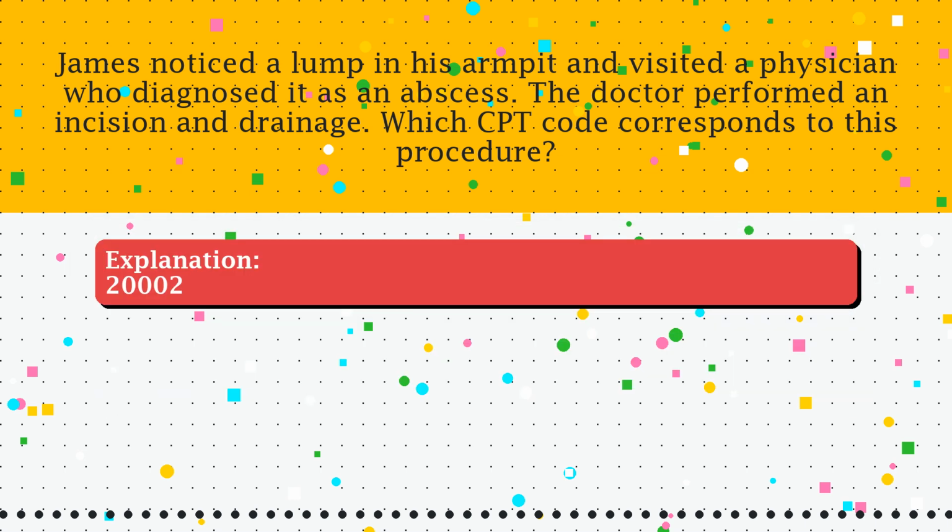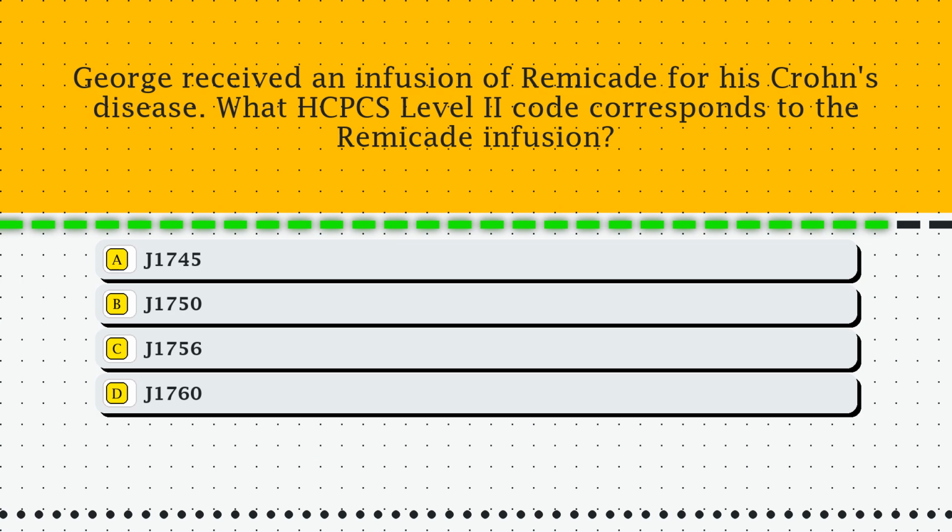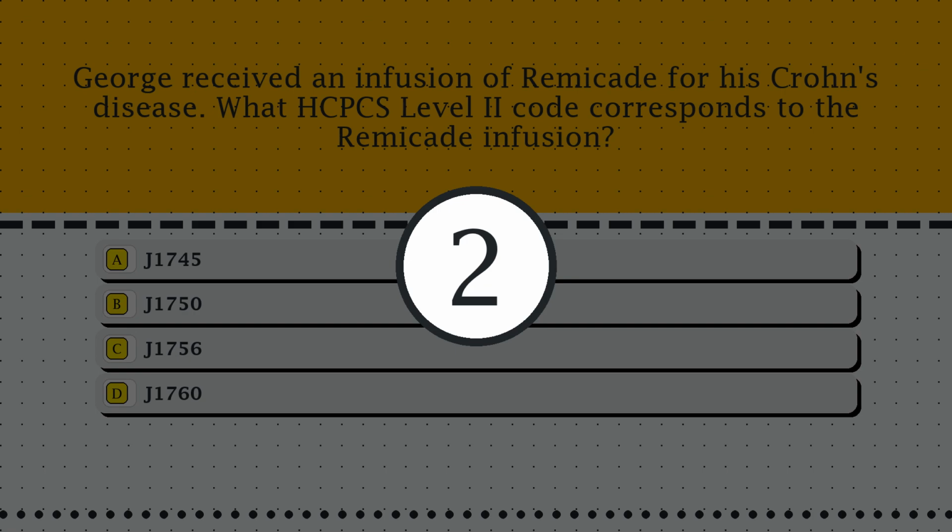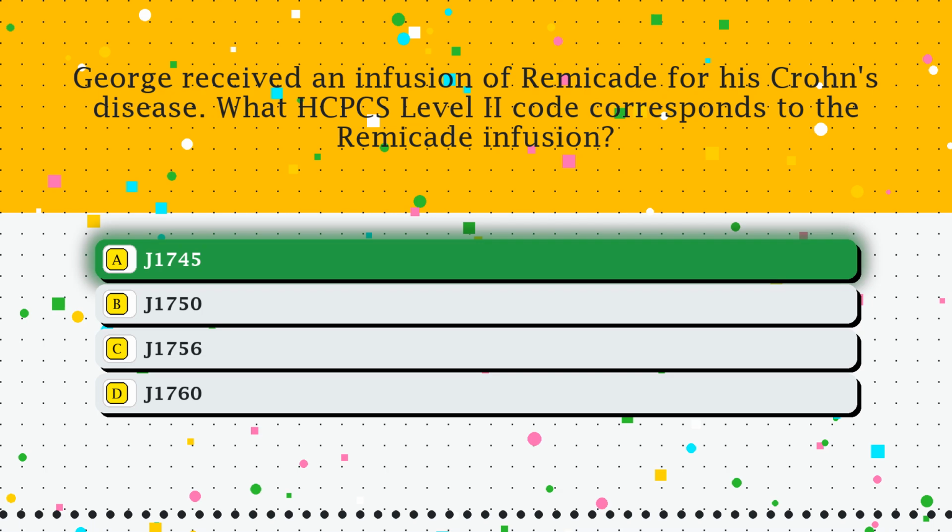Question 282. George received an infusion of Remicade for his Crohn's disease. What HCPCS Level 2 code corresponds to the Remicade infusion? Option A, J1745. Option B, J1750. Option C, J1756. Option D, J1760. The correct answer is option A, J1745.